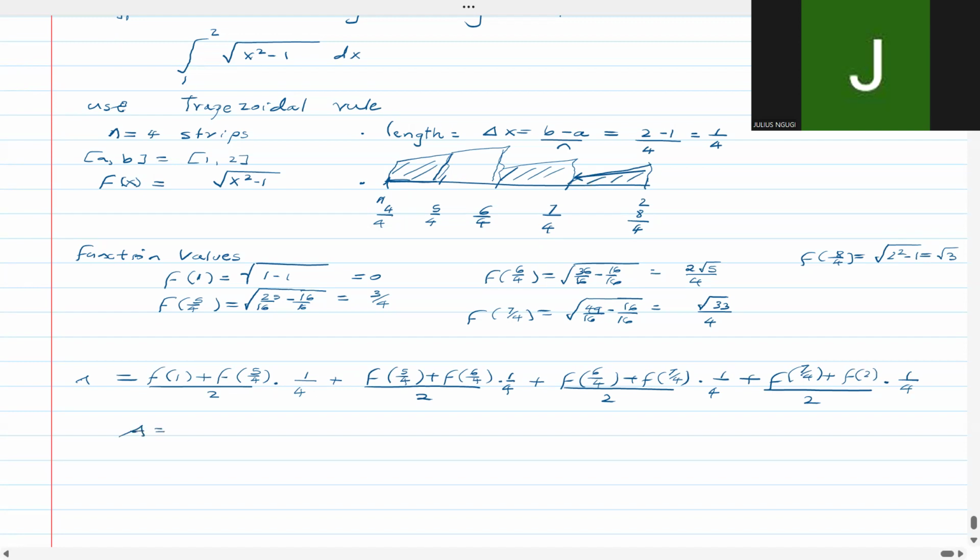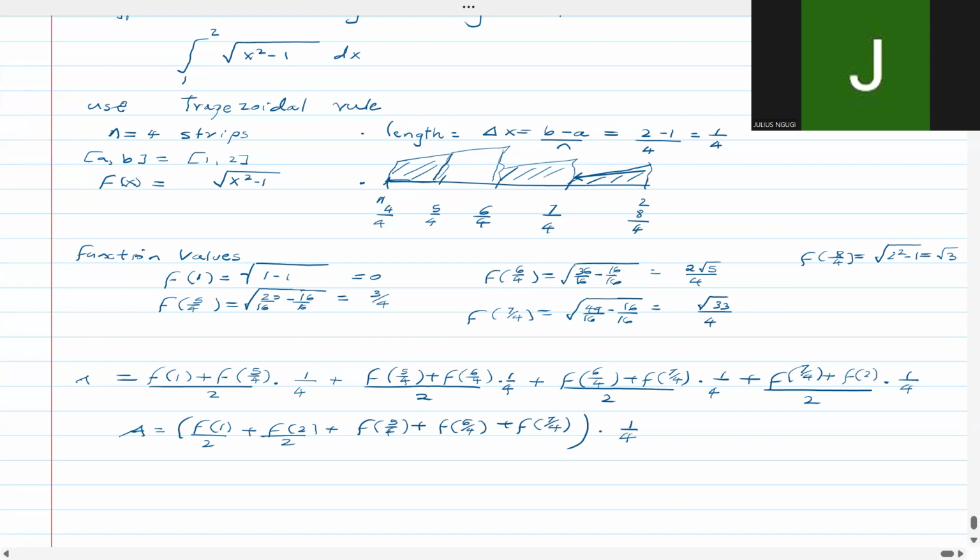So we find that f at 1 and f at 2 are not shared. So I can take f of 1 over 2, plus the last one, f at 2 over 2, but all the others, it's f at 5/4 over 2, f at 5/4 over 2, that's f at 5/4. The middle ones will be shared. So we'll be having f at 6/4, then f at 7/4. And then after I add all of them, I multiply by the length, and the length was 1/4.